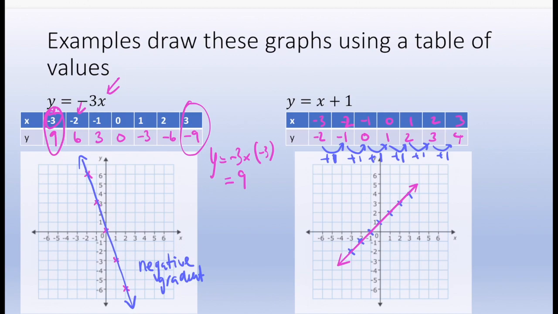Now, is it positive or is it negative? Is it a tick or is it a cross? It's a tick, so it is positive gradient. Okay, so it's a positive gradient.